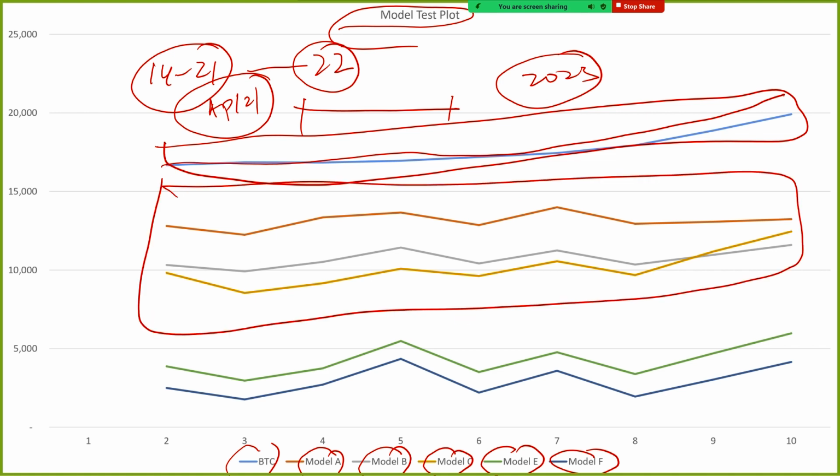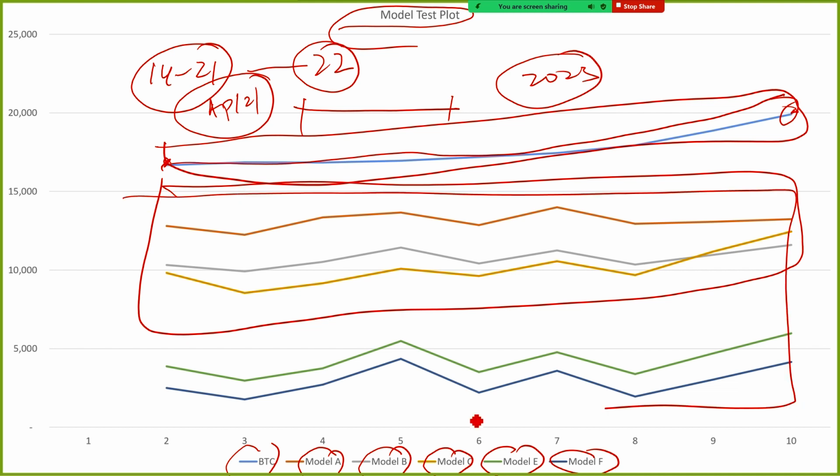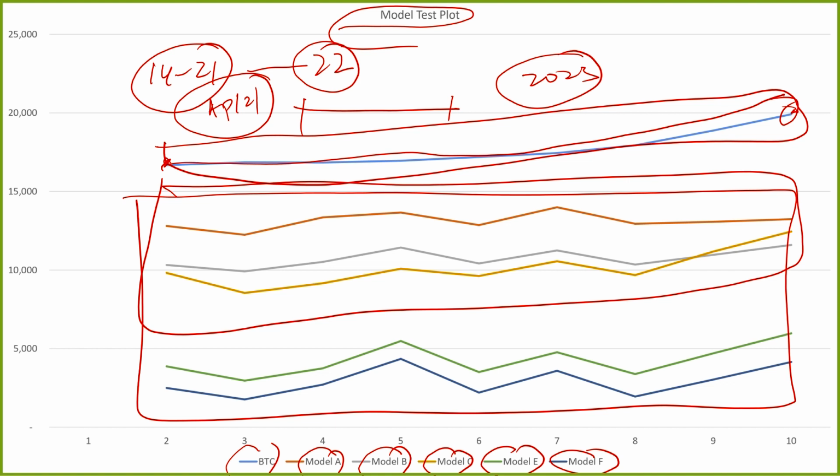Fit is horrible. Your actual Bitcoin price goes from, let's say, 16,000 to 20,000. Your predicted model prices are all less than 15,000. So on average, I'd say your fit is about maybe 30, 40, sometimes even 60, 70% off compared to the model. What do you think?